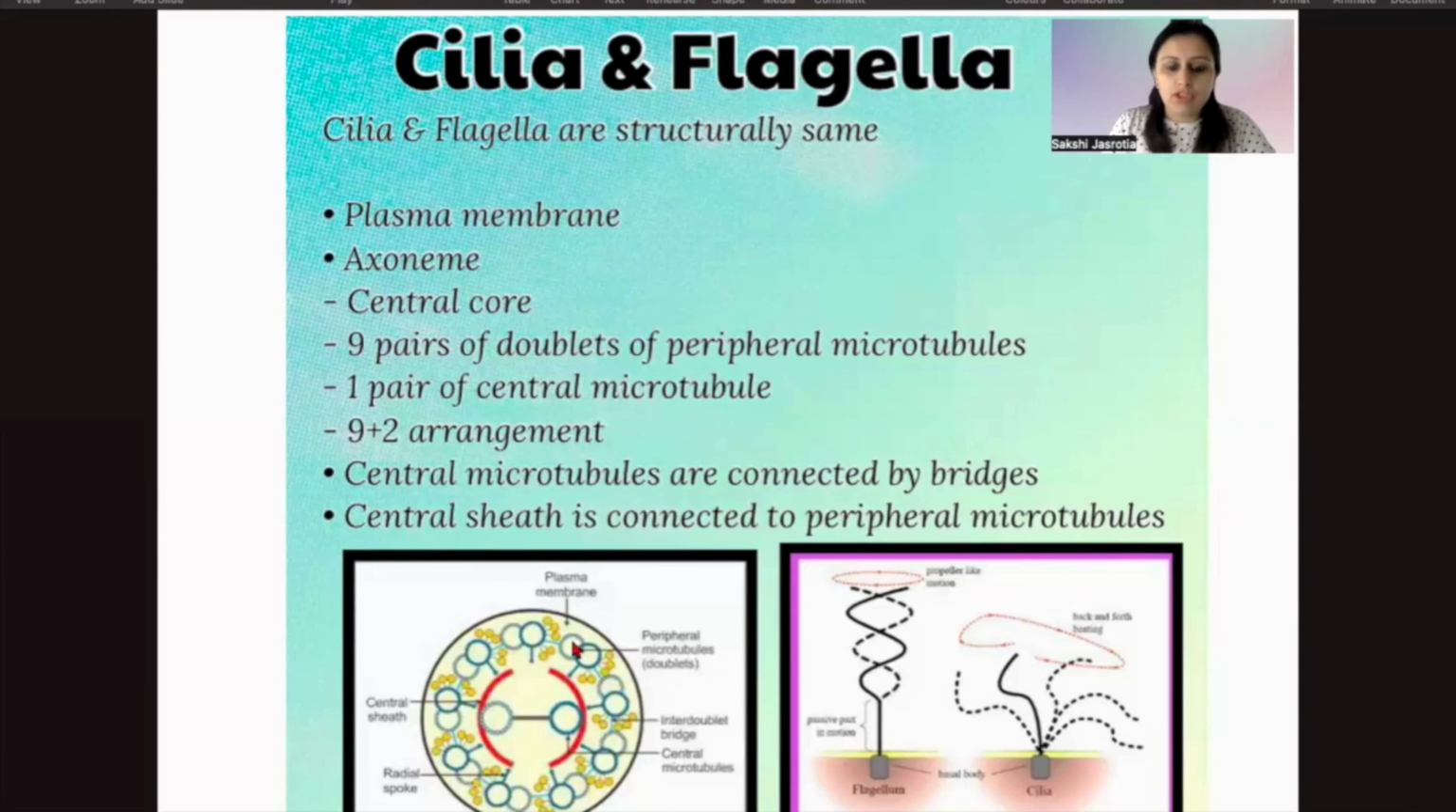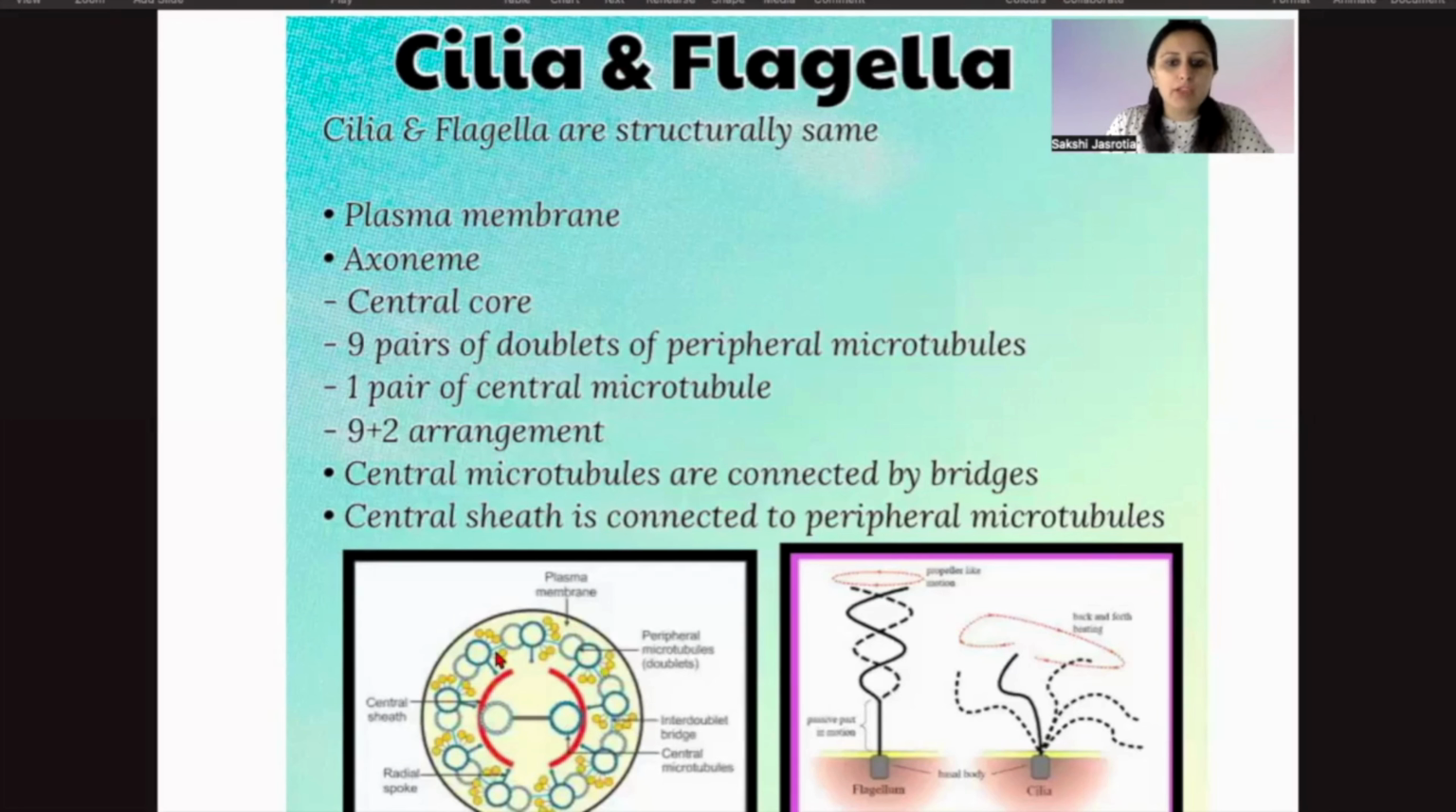डबलेट्स मतलब कि जिसमें दो एक साथ हैं. So उसके 9 पेयर हैं. So like this, if you count them all together, it will turn out to be 9. And one central microtubule which is present over here, this one, right? So इस अरेंजमेंट को क्या कहते हैं? 9+2, क्योंकि ये दो हैं और ये 9 का पेयर है बाहर. So that is why it is called a 9+2 arrangement.